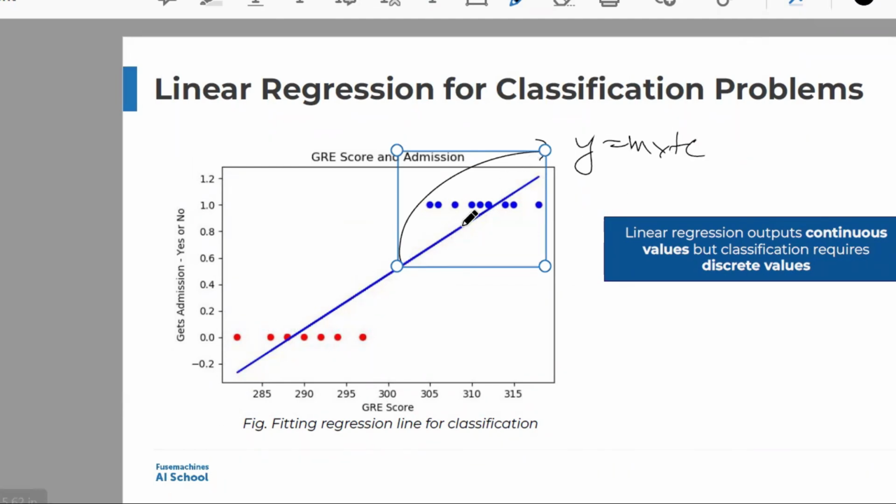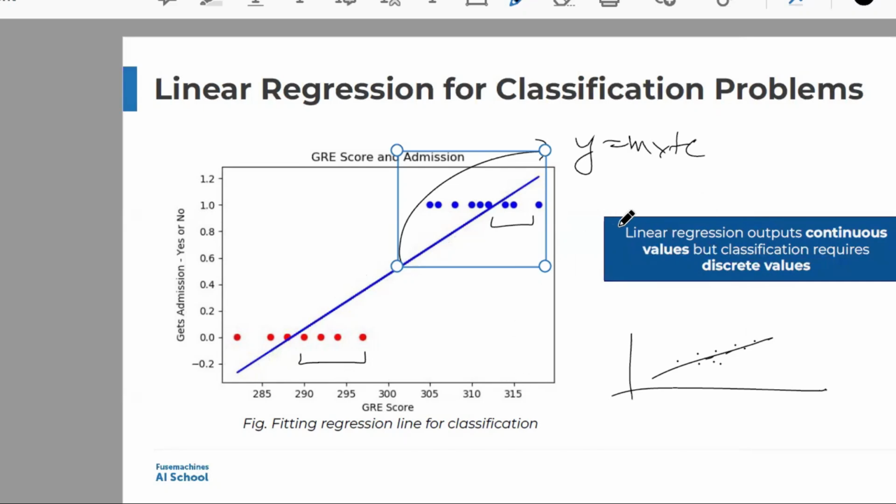Now you can see that we are fitting this line through these two sets of data points. The red points represent the students who are not getting admitted, and the blue points represent the students who are getting admitted. You can see the line is very poor, because we expect the linear regression line to pass through most of the data points, but it does not. So we say that linear regression is very poor at solving these classification problems.